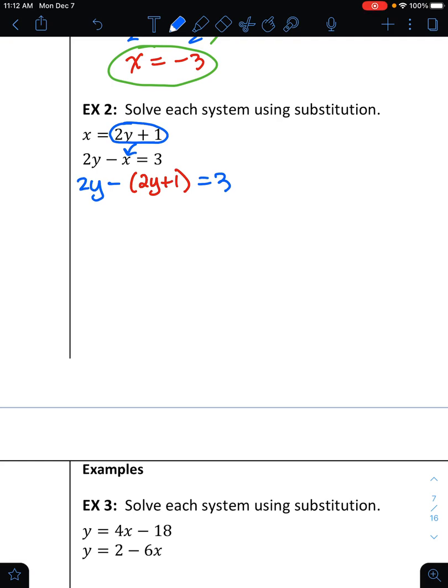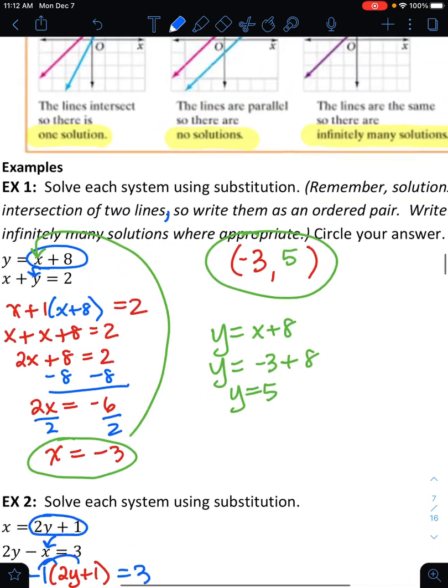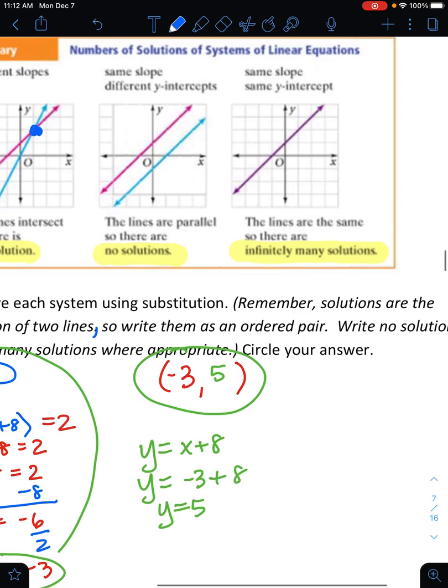Okay, now the parentheses is pretty important here because there's a negative 1 in front. So I do need to distribute that negative in there. So 2y, now multiply that negative 1 in, minus 2y minus 1 equals 3. Let's combine like terms. So 2y minus 2y, that's 0. So what I'm left with over here is negative 1 equals 3. So my variables have dropped out. So let's go up to this graphic. It's going to be one of these two answers. It's either no solution or infinitely many.